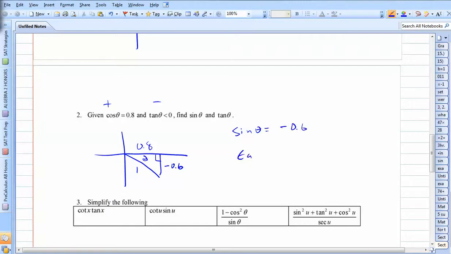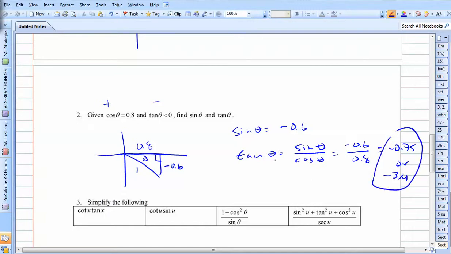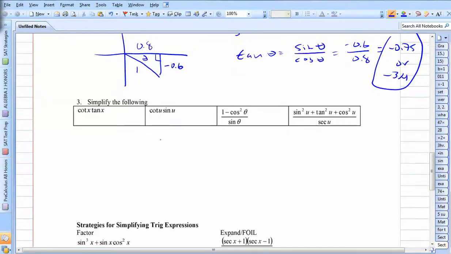And then tan theta, now we can use our identities. We know it's sine over cosine. Negative 0.6 over 0.8, which gets us negative 0.75. Or you could say negative 3/4. And you could even do opposite over adjacent for that triangle as well. Let's look at some simplifying problems.